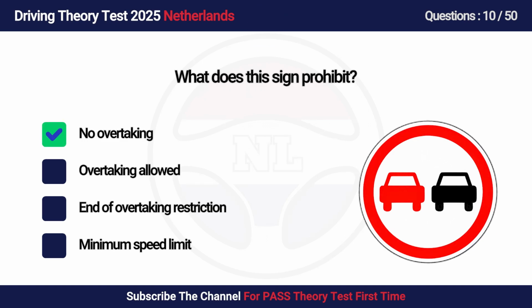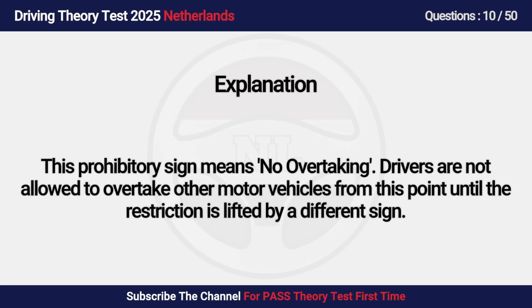Answer is A. No overtaking. This prohibitory sign means no overtaking. Drivers are not allowed to overtake other motor vehicles from this point until the restriction is lifted by a different sign.